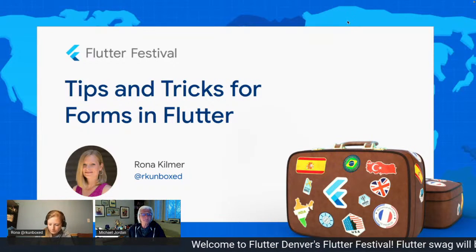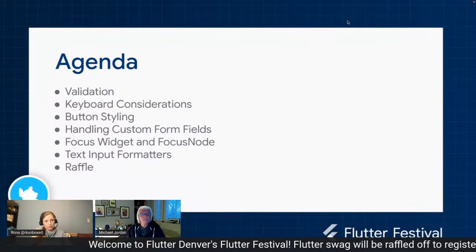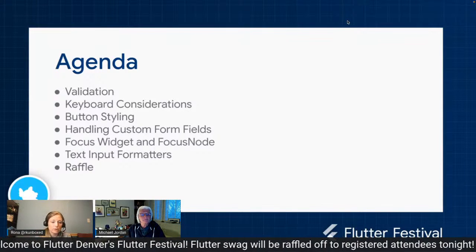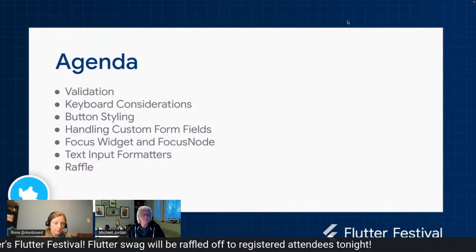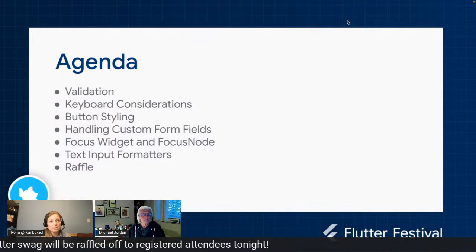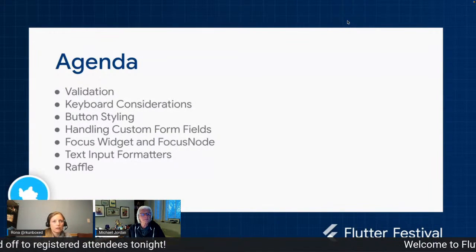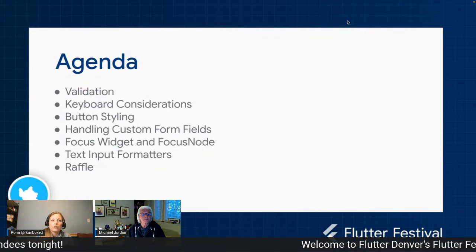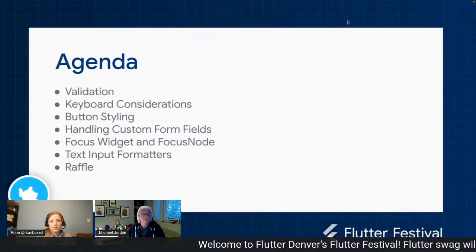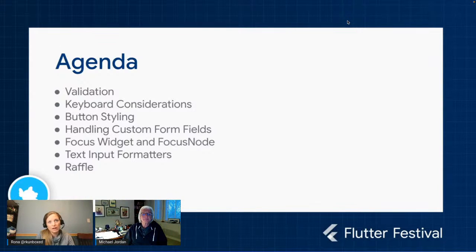All right, so let's jump into it. We're going to talk a little bit about validation, keyboard considerations for both mobile and desktop applications, web applications too. Button styling, more than just a typical background color, but how do we handle the states of buttons? We are going to talk about what to do when you have custom form fields and you want to use a validator on them, or you want to have them focus when the user's tabbing through the form. We are going to talk about the focus widget and focus nodes briefly. And we're going to talk about text input formatters, which were brand new to me until just recently.